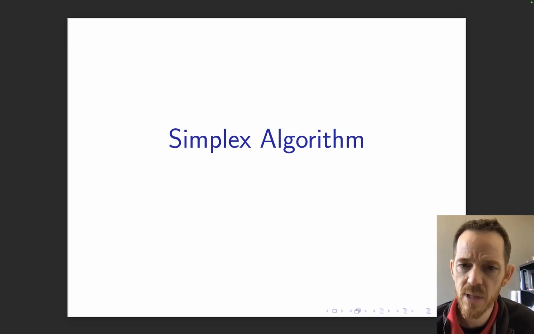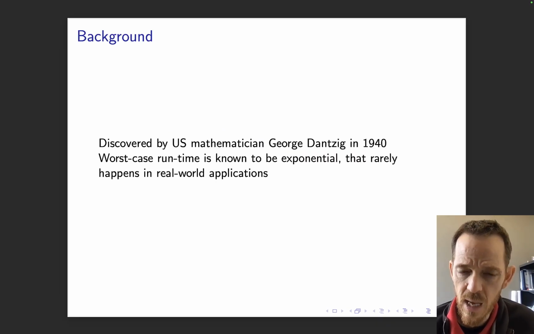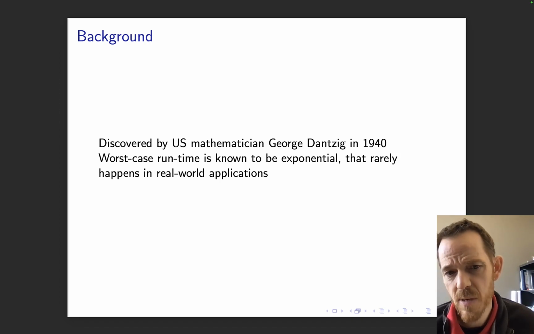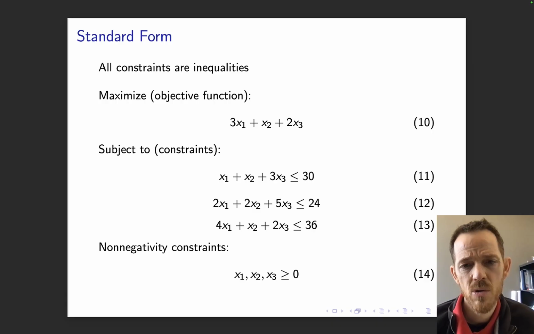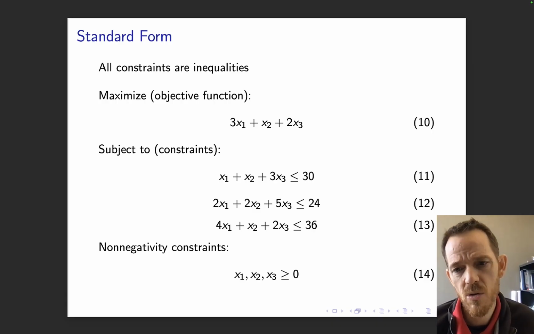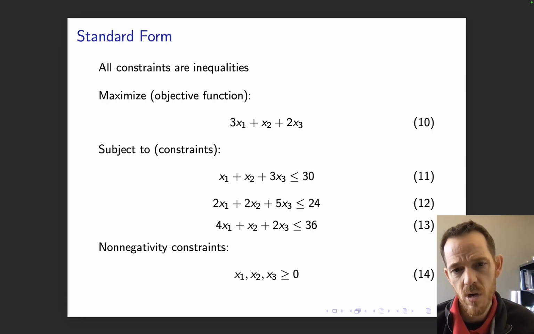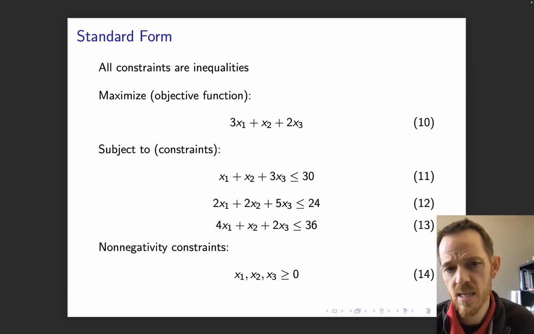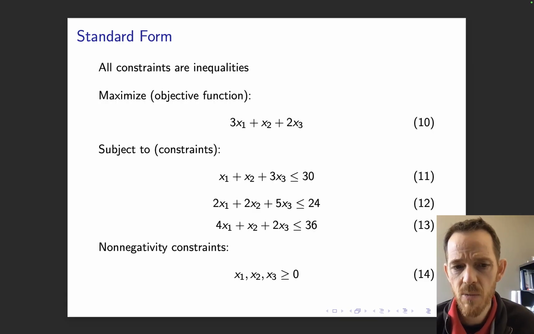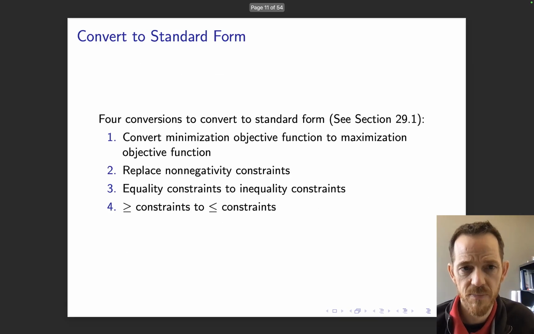Let's talk about the Simplex algorithm. It's been around for many years and it's known to be exponential, but that usually doesn't happen, which is good news. So there's a couple different stages. The first stage is standard form. And so we want all constraints to be inequalities, and we're trying to maximize an objective function, and it's subject to some constraints, and we have non-negativity constraints.